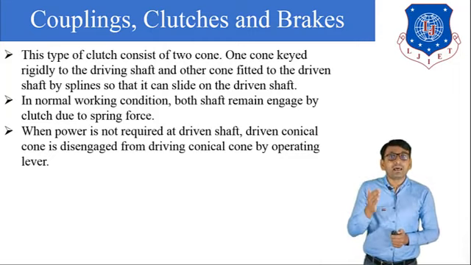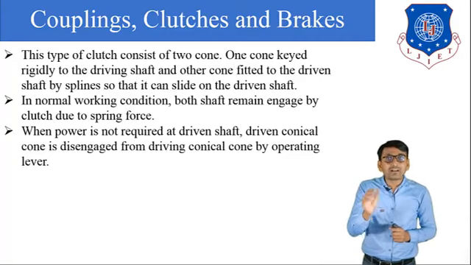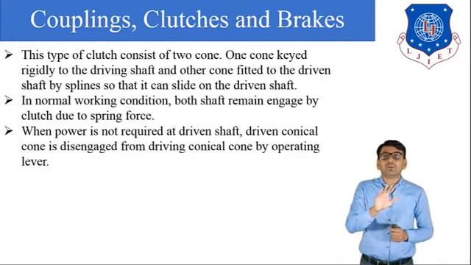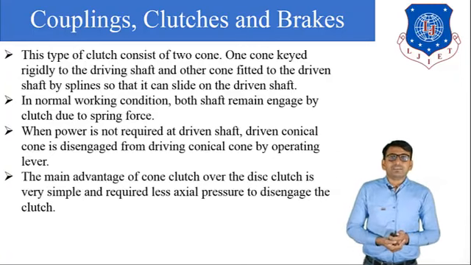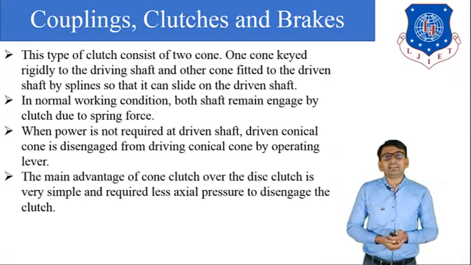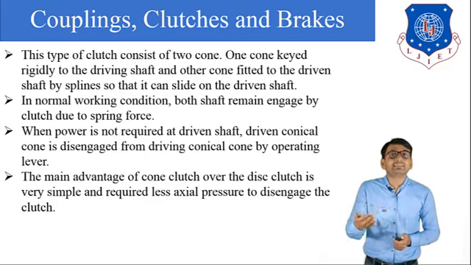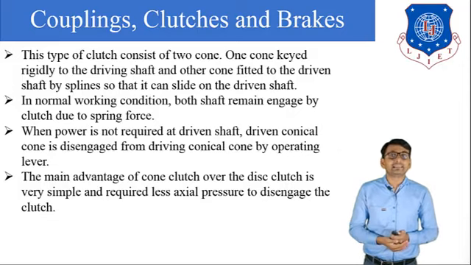When force is applied on the lever, the spring compresses and there is a disconnection between the driving conical cone and the driven conical cone. So motion and power do not transfer from one shaft to another shaft. The main advantage of the cone clutch over the disc clutch is that it is very simple and requires less axial pressure to disengage the clutch. So this is the advantage of the cone clutch over the disc clutch. So this is about the cone clutch.